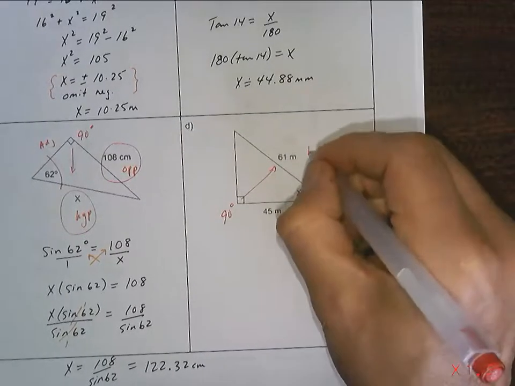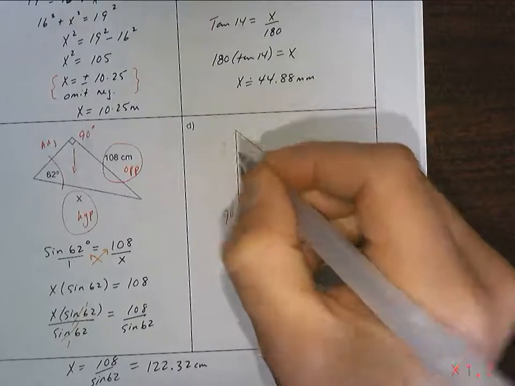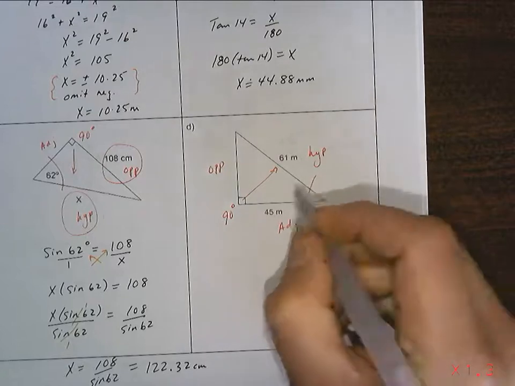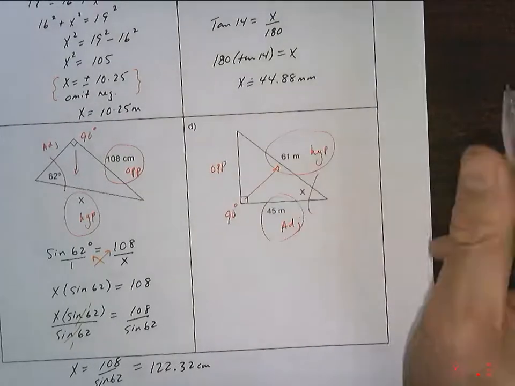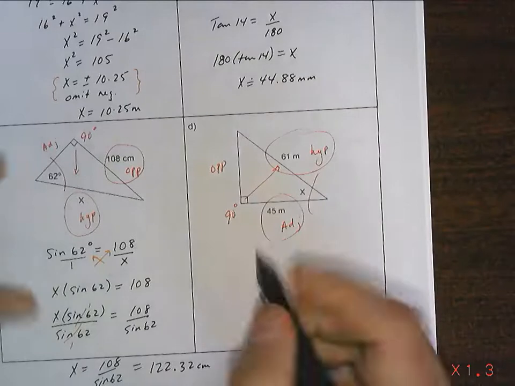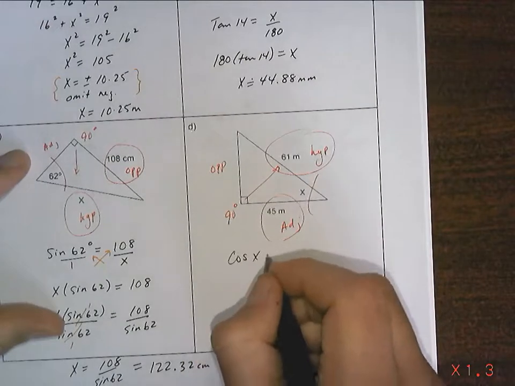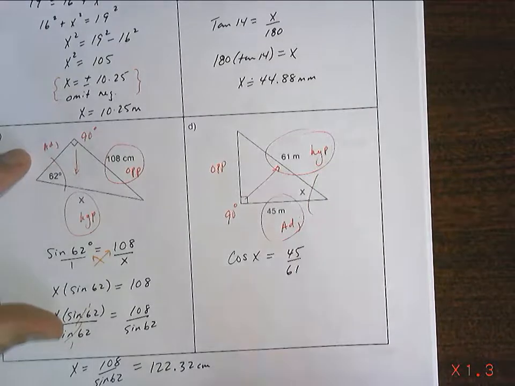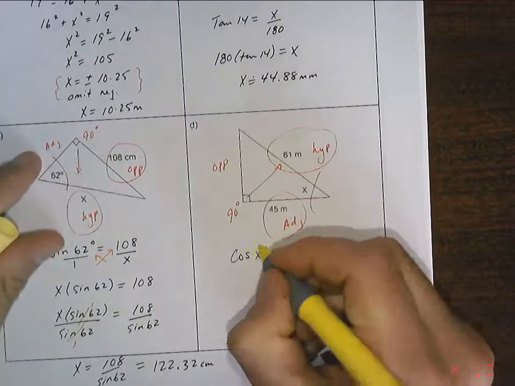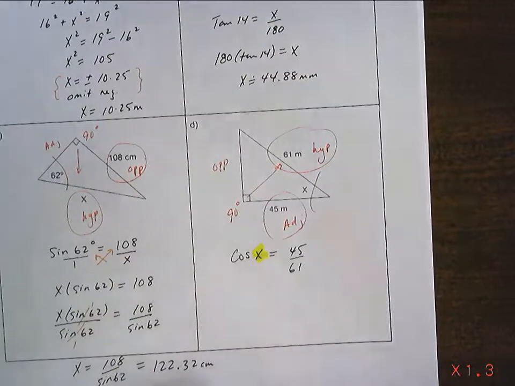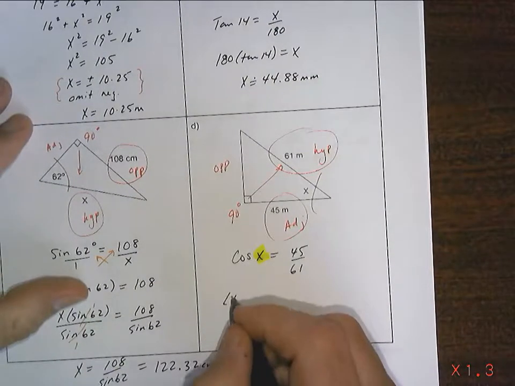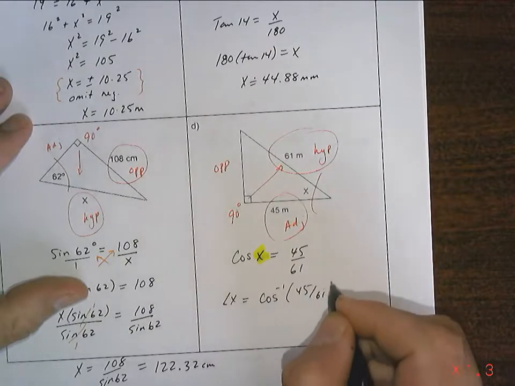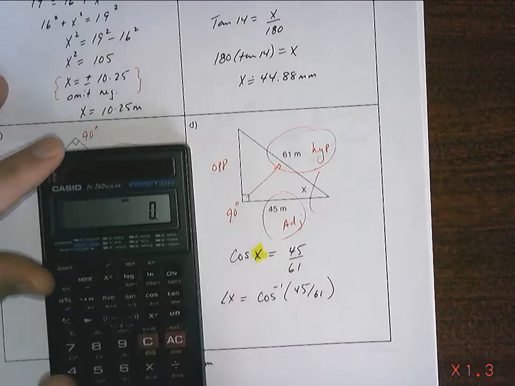So this is going to be my hypotenuse. That's my reference angle. This will be opposite to my reference angle. This is adjacent to my reference angle. What do I have? I got adjacent and hypotenuse. That's cosine. So what I have is cosine x equals adjacent, 45 over 61. So what I'm after here is an angle, and you got to notice that. That's an angle that I'm after, so I need to use the inverse. So I'm going to be saying angle x is going to be equal to the inverse of cosine of 45 divided by 61.